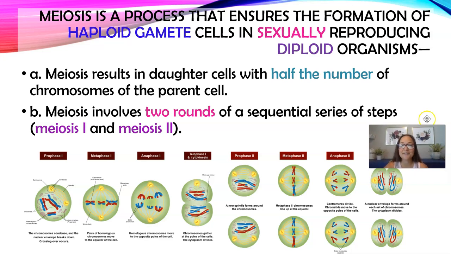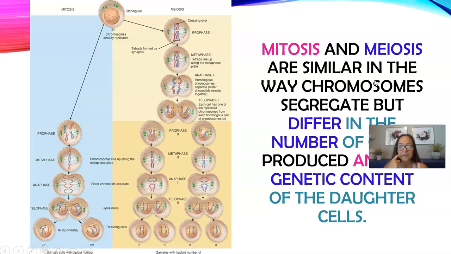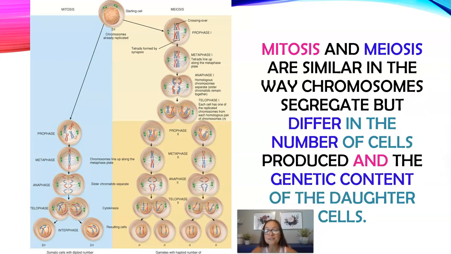Okay, so when we look at mitosis versus meiosis, they are similar in the way the chromosomes segregate. What that means is they use spindle fibers that attach to the kinetochore or the centromere and pull the chromosomes apart. When we compare them, meiosis 2 is very similar to mitosis.